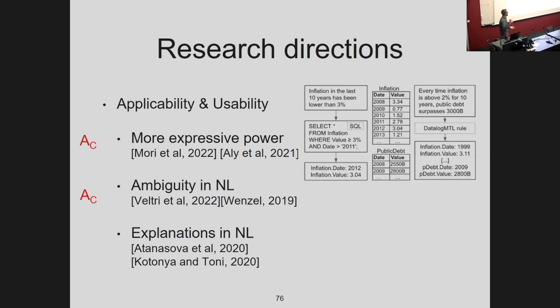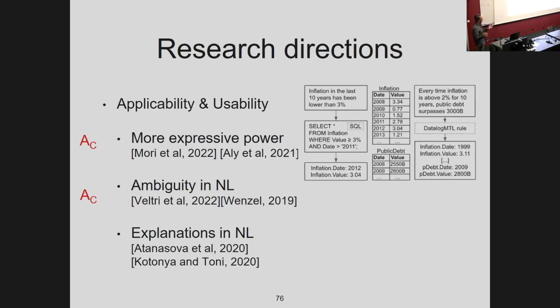So what we did this year is that we have the first paper that tries to go from text to a fragment of Datalog. It's called temporal Datalog, in order to do this verification with richer languages. And there are many initiatives, of course, in this direction. And someone mentioned the ambiguity.